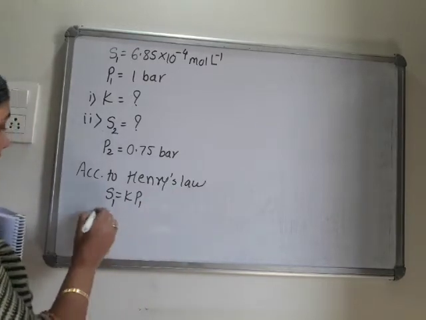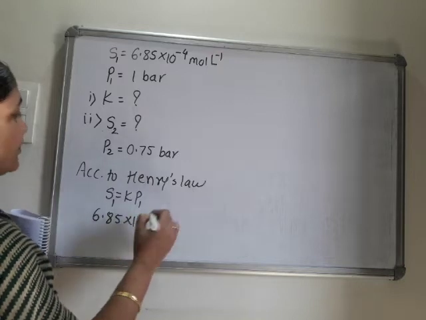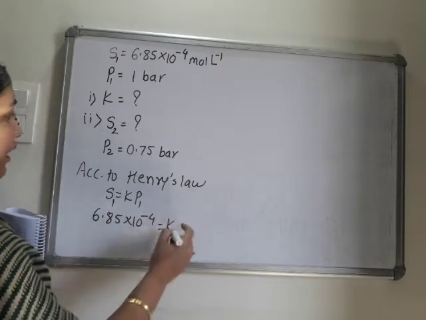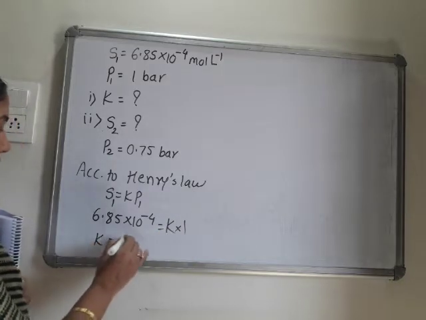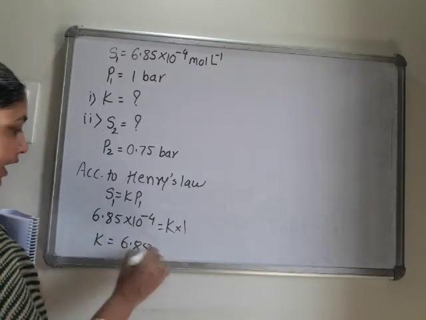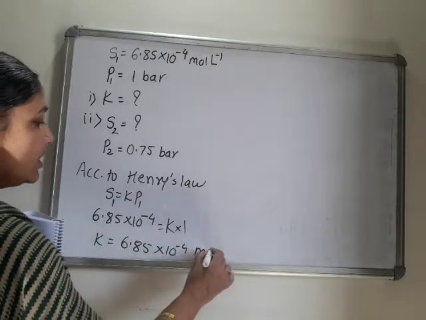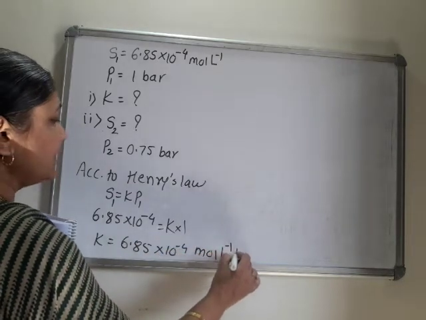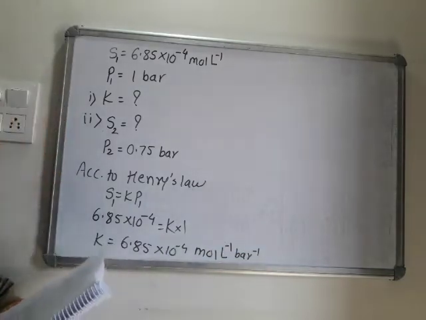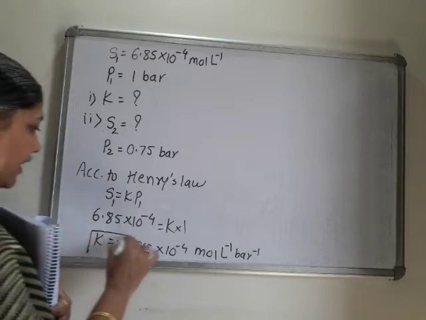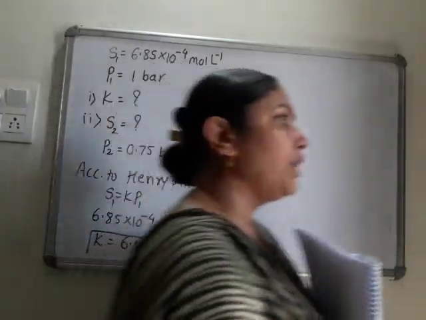What is S1? 6.85 into 10 raised to minus 4. K we don't have, and P1 is given as 1. So simply we get K is equal to 6.85 into 10 raised to minus 4. Unit is mole per liter per bar. Okay, this is the value of K: 6.85 into 10 raised to minus 4 mole per liter per bar.